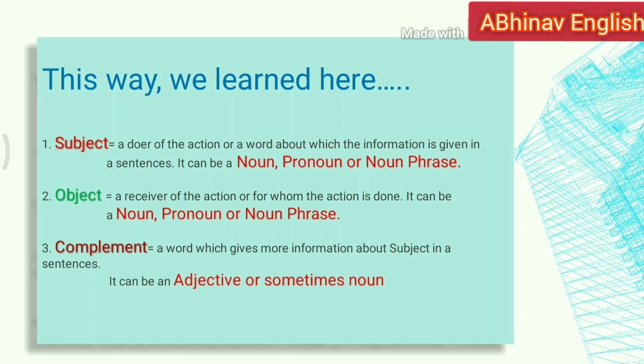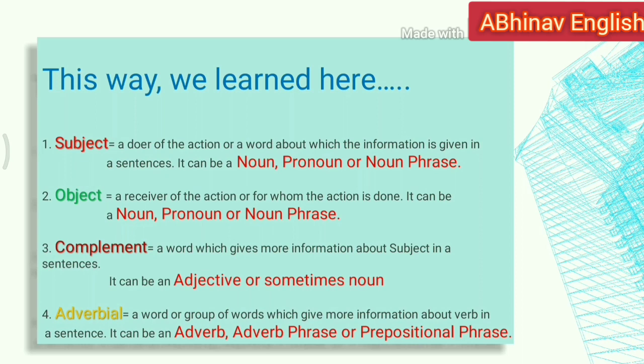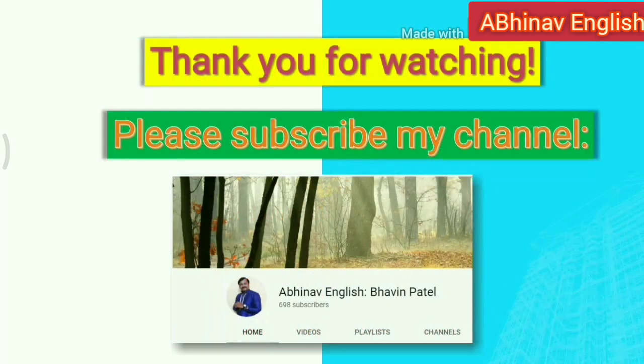We also learned the adverbial part of a simple sentence. What is adverbial? A word or group of words which gives more information about the verb in a sentence. It can be an adverb, adverb phrase or prepositional phrase. Students, whatever structures we saw were all for simple sentences.